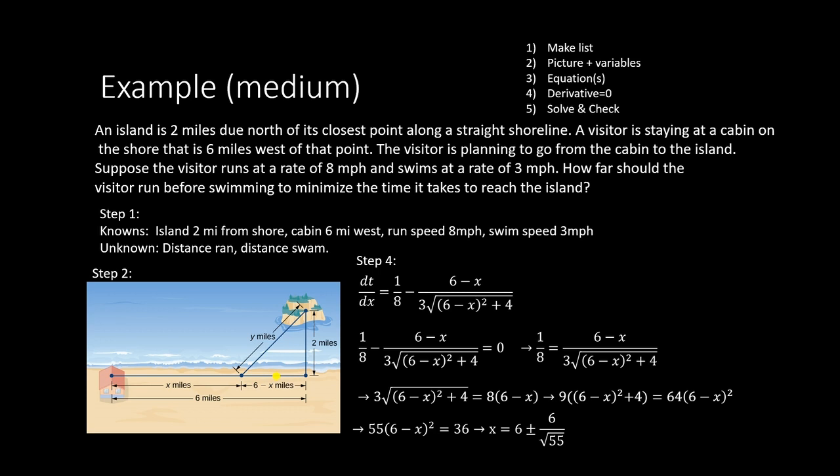Well, 6 plus 6 over the square root of 55 is around 6.8 miles, but this distance is only 6 miles, so that can't be right. Therefore, our answer is 6 minus 6 over the square root of 55 miles, which is approximately 5.191. Checking by the first derivative test shows that 5.191 is indeed the minimum. So that is the distance we need to run before turning and swimming the remaining distance to get to the island in the minimum time.